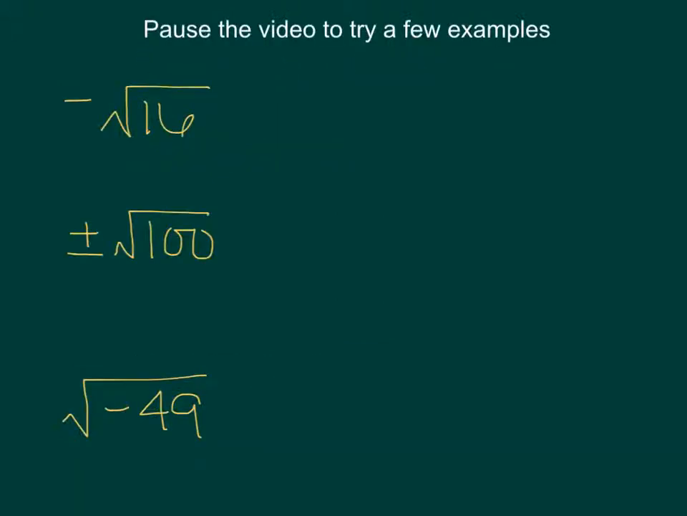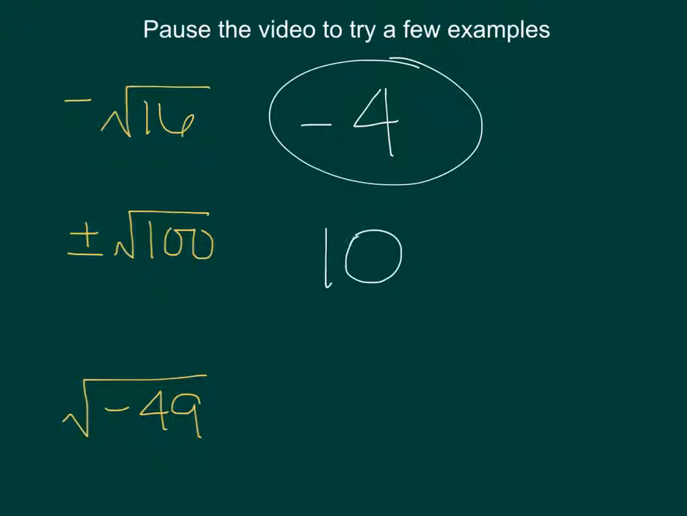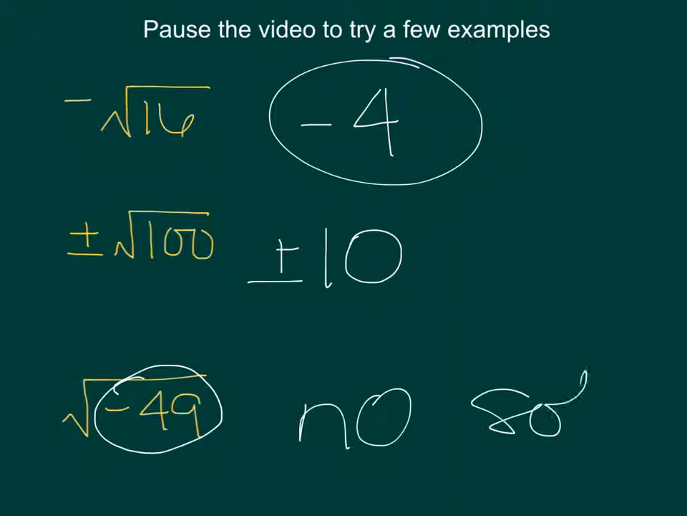Pause the video to try a few examples below. So the first one is negative square root of 16. The square root of 16 is 4, and then you include the negative out front. The next example is the positive negative square root of 100. The square root of 100 is 10, and then you put the positive and the negative out front, so plus minus 10. And then the last example is the square root of negative 49, but we know that we cannot take the square root of a negative number, and so we can just write this one as no solution.